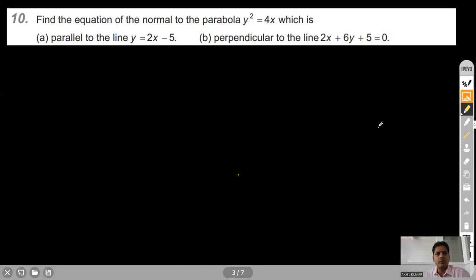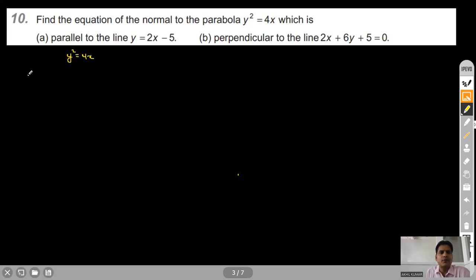Find the equation of the normal to the parabola y square is equal to 4x. So we have to write the equation of the normal to this parabola y square is equal to 4x, which is parallel to this line and which is perpendicular to this given line. So basically we have this parabola y square is equal to 4x.